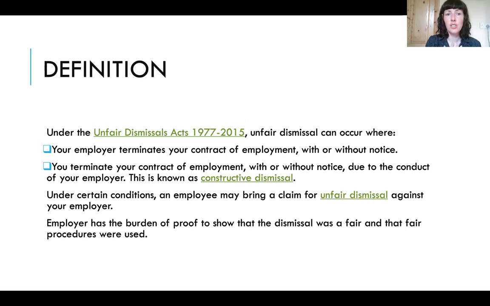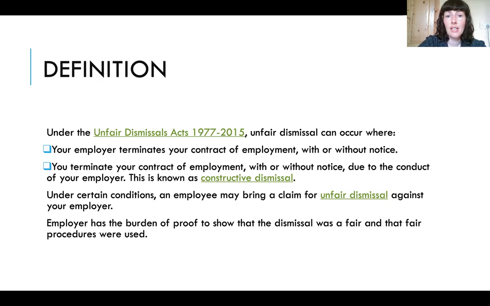So the definition set out under the Unfair Dismissals Act, as you can see here, from 1977, but has been amended up to 2015, is basically that dismissal is when an employer terminates your contract of employment with or without notice. That's what dismissal is. And you terminate your contract of employment with or without notice due to the conduct of your employer. So both of those can potentially be unfair dismissals. The second one is known as constructive dismissal.